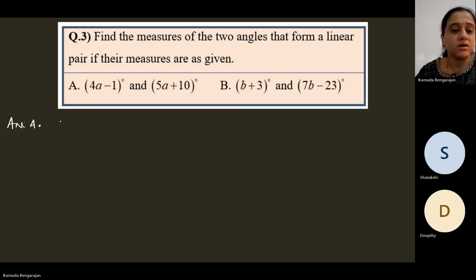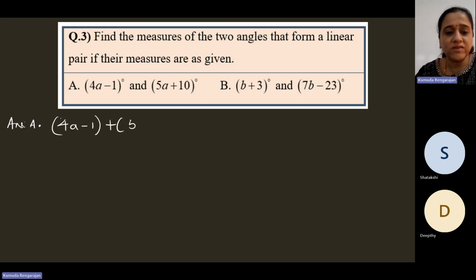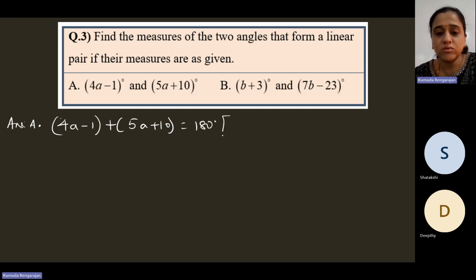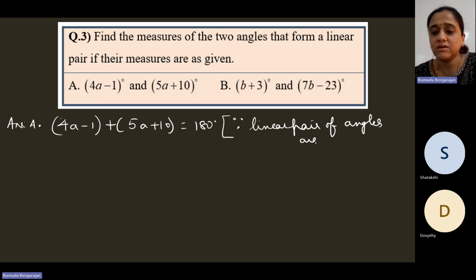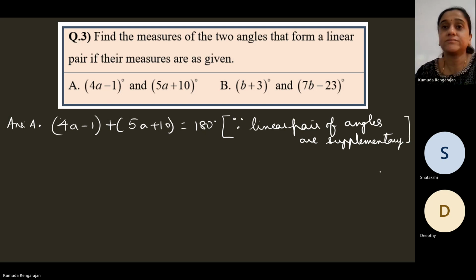Okay, so 4A, the two angles form a linear pair. That means their sum will be equal to 180 degrees. So 4a minus 1 plus 5a plus 10 is equal to 180 degrees, because linear pair of angles are supplementary.